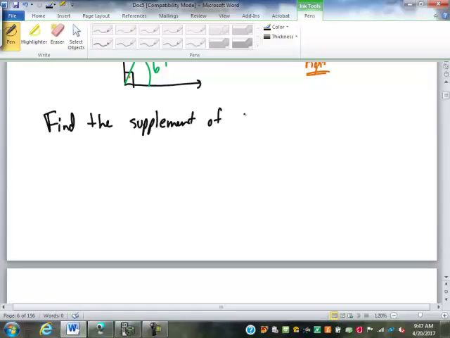So I'm asking you to find the supplement of 121 degrees. What's it going to be? Perfect. 180 minus 121, or 59 degrees.